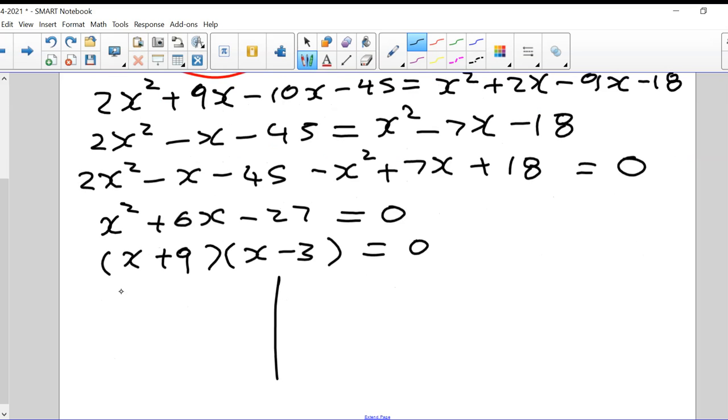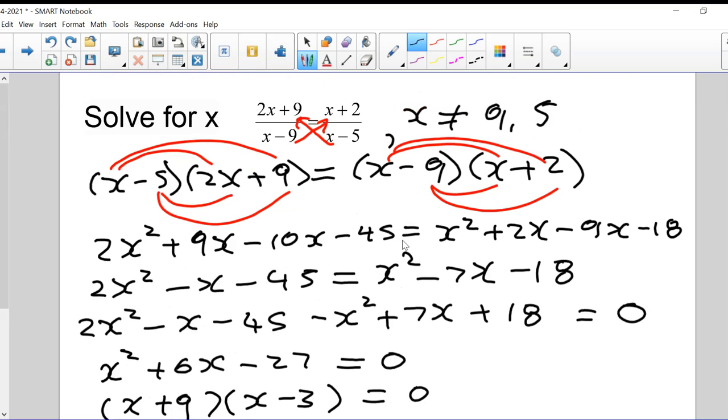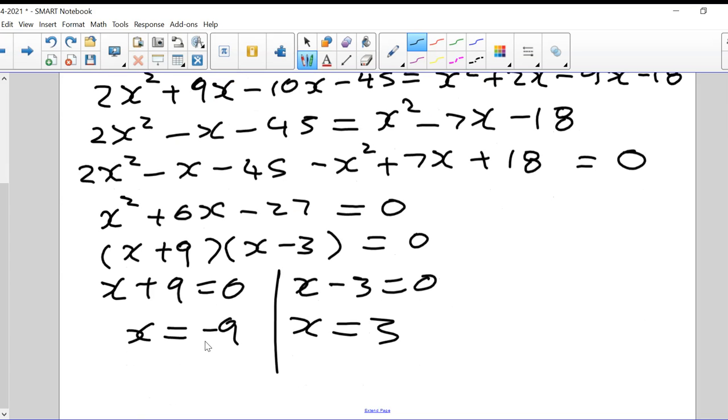So x plus 9 equals 0, and x minus 3 equals 0. So x is equal to minus 9, and x is equal to 3 are the two solutions that we can come up with. Now, let's go back and look at the restrictions that we had. We had x cannot be equal to 9 and cannot be equal to 5. Well, x is equal to minus 9, which is okay. If this had worked out to be 9, then we'd have a problem. Then we'd say, no, sorry, minus 9 looks good on paper, but it ain't going to work for this question. But minus 9 is fine and 3 is fine. So these are both acceptable answers. So good to go so far.